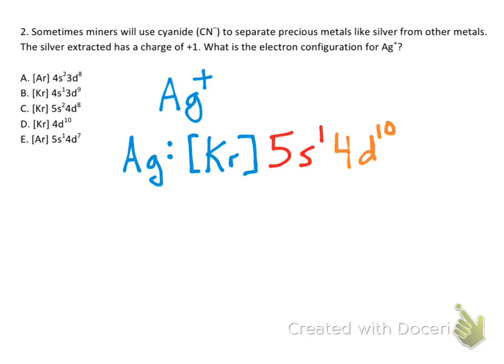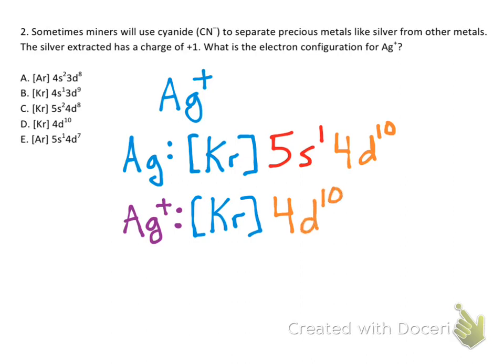Now, the question is actually asking for the electron configuration of silver plus. So silver plus will still have that krypton core, but we need to remove one electron to give it a +1 charge. And remember, when removing, always remove from the furthest out shell in terms of the principal quantum number first. So we're going to actually remove that electron. The 5s1 electron is going to be easier to remove than the d electrons. So always start by looking at the principal quantum number. The higher the principal quantum number, the easier that electron is to remove. So then this just ends up being krypton core 4d10 for the win.